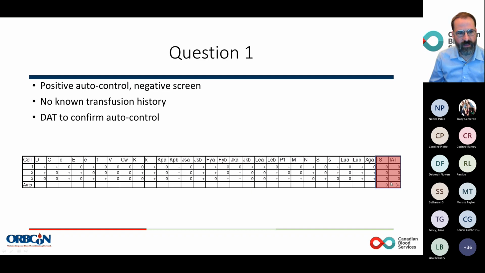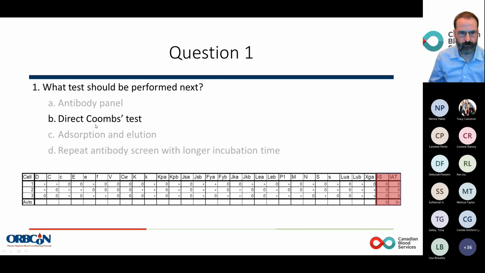But we'd want to confirm that this autocontrol is actually showing us some antibodies that might be present coating the patient's RBCs, which would be accomplished by doing a direct Coombs test or a DAT as a way of confirming the autocontrol. So the best answer for this question would be to go ahead and do the direct Coombs test and confirm that there's some antibody coating the patient's red blood cells.